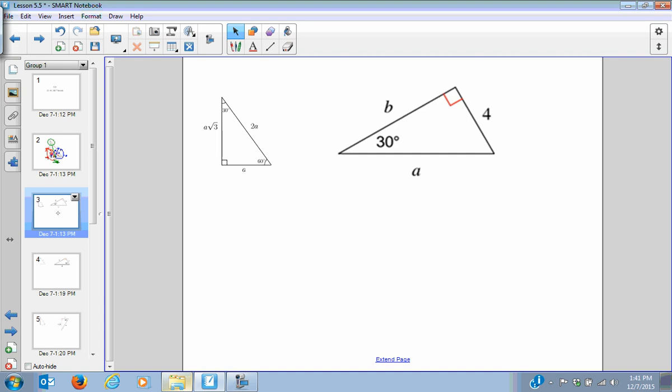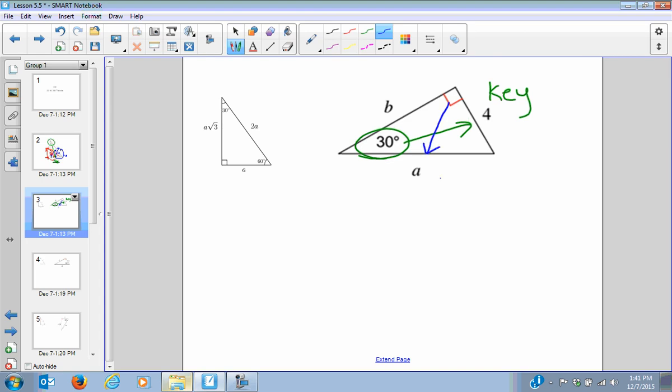So here's some examples. Notice in this one, they gave me the one that's across from the 30. They gave me that one. That is my key. The one across from the 90 was 2 times that. Don't worry about this A. That's just the length of that. It could be A, B, C, D, E, F, G, whatever. We're going to refer to that 2A as twice of this value right here. And then we had red. This is the 60-degree angle. Across from it is the one that is A square root of 3.